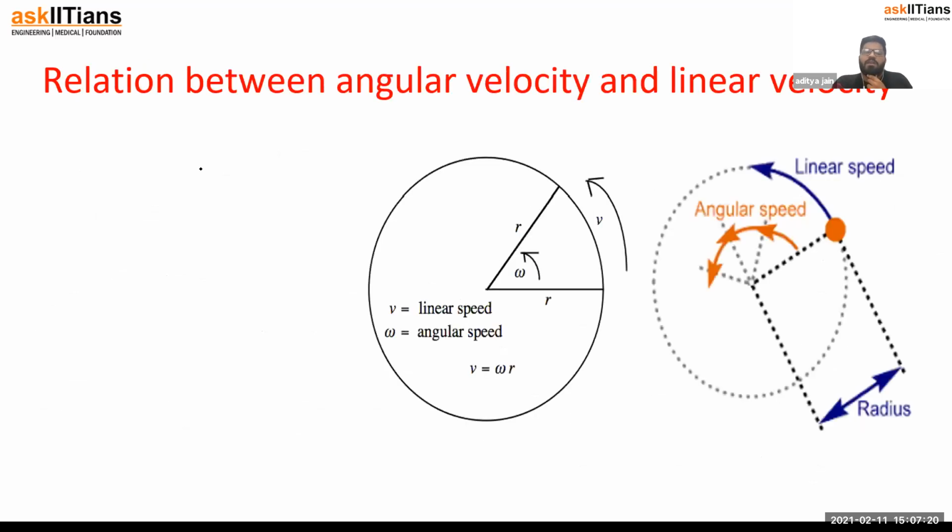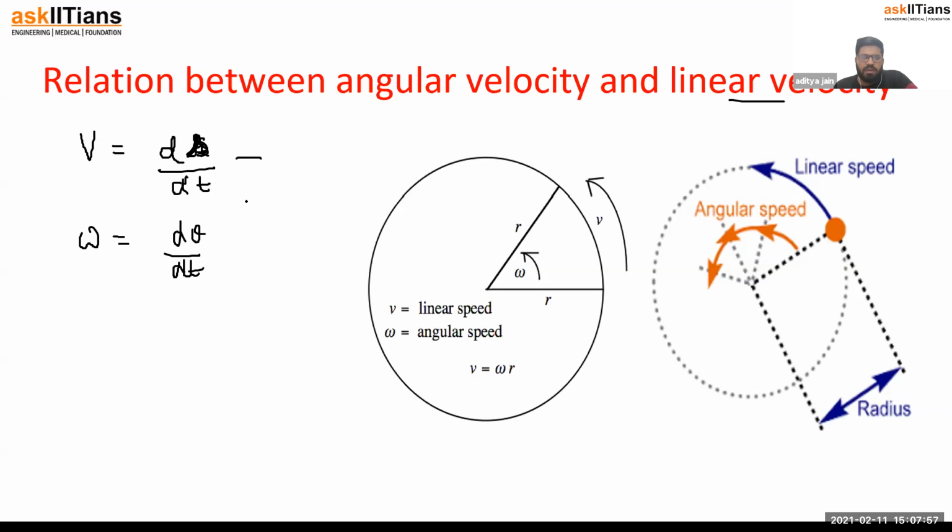Thumbs up, guys. Okay, now the next topic is the relation between angular velocity and linear velocity. This is another important concept. Linear velocity, which we have already studied in motion in one dimension, is represented by v. It is the rate of change of displacement, given by dr by dt, or ds by dt. And angular velocity omega is given by d theta by dt.